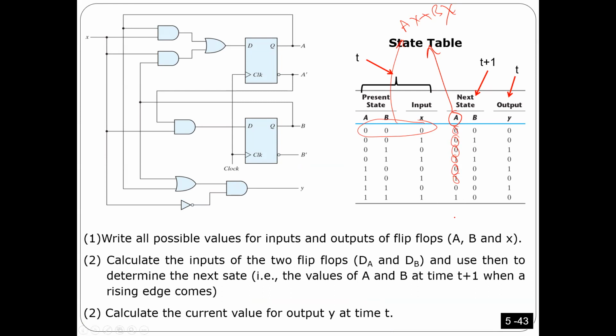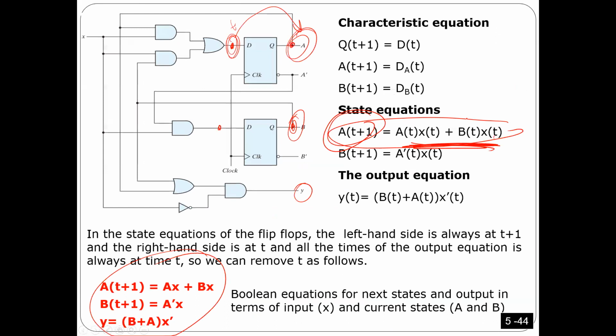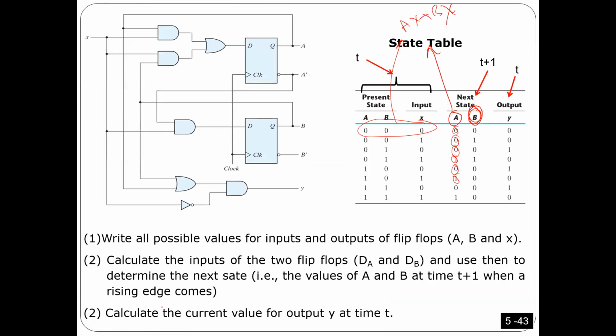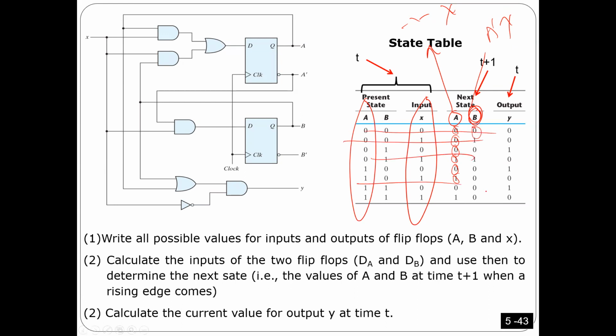Is that okay? Same thing, I already found the equation for this one. The equation for this one is A prime X. So all you have to do again is, you have X here and A here, so you have to calculate A prime and X. That gives you this one for every record. Once you do that, I am done. I got the state table.